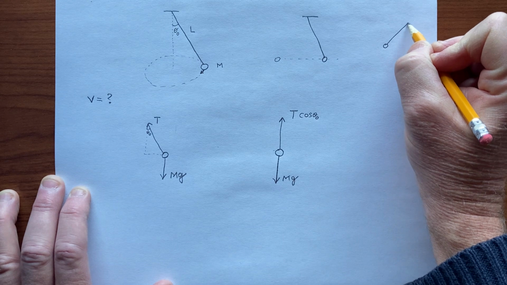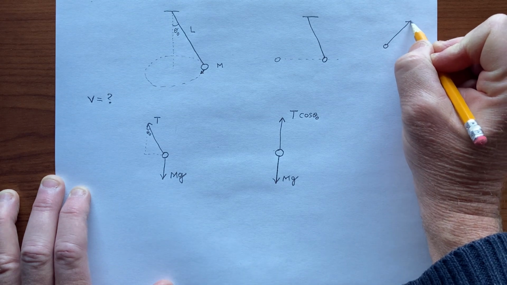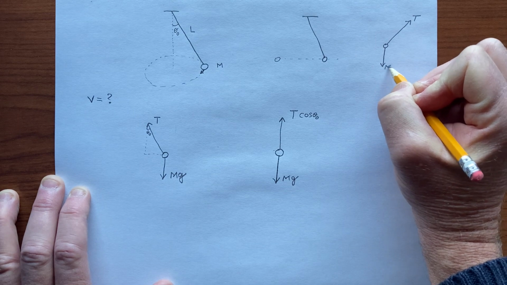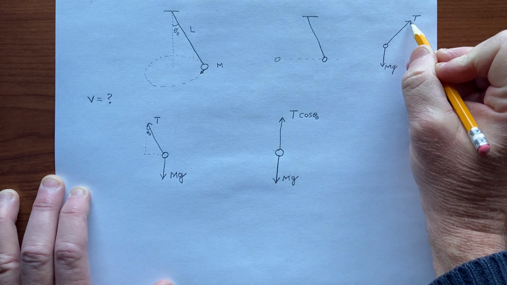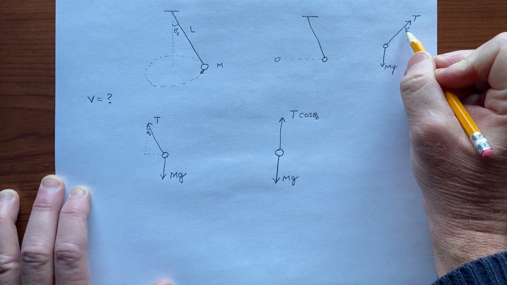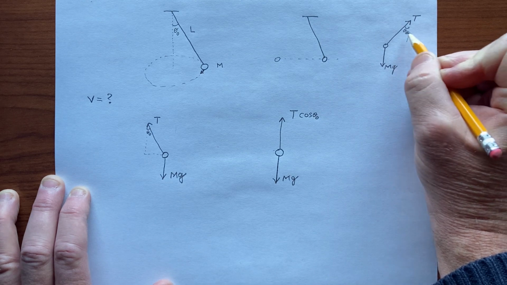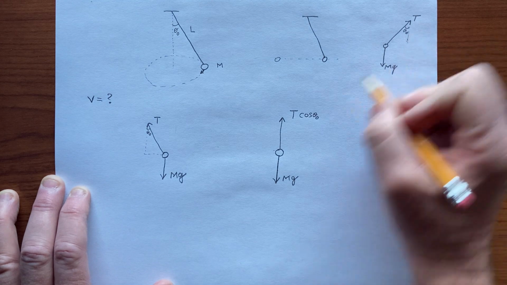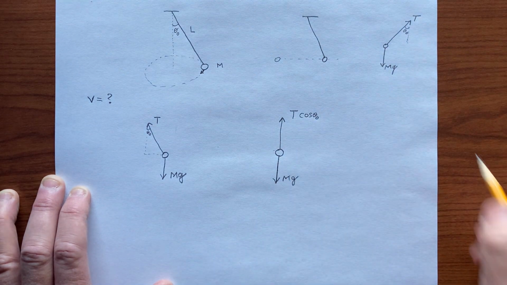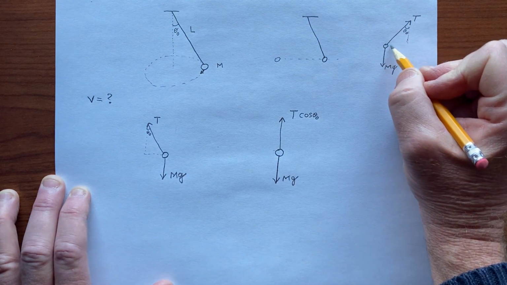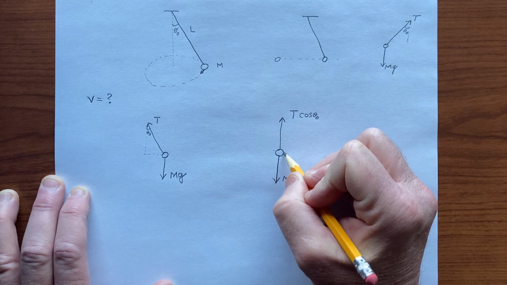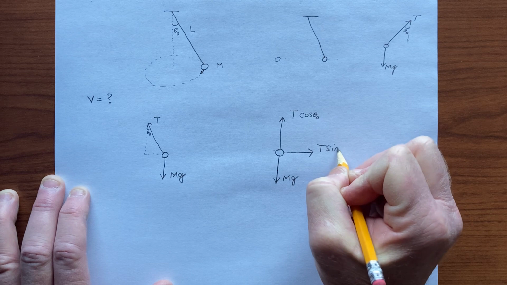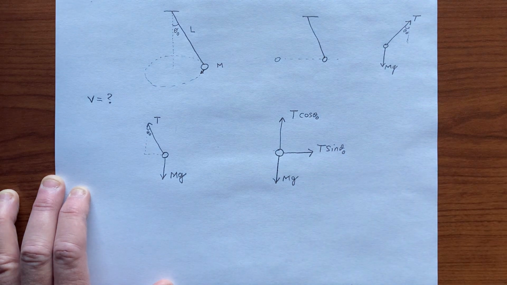So we have the tension force like that. We have mg like that. And this angle is theta naught, because the angle with the vertical is always theta naught. So we still have T cosine theta naught in the vertical direction. But now the horizontal part of this is this way, and it's T sine of theta naught.